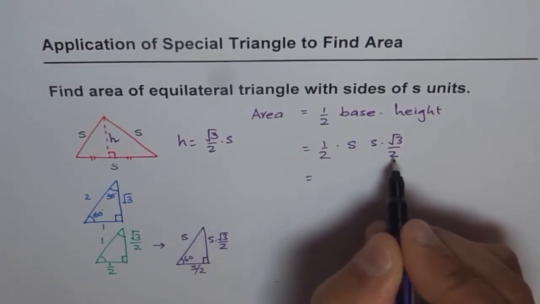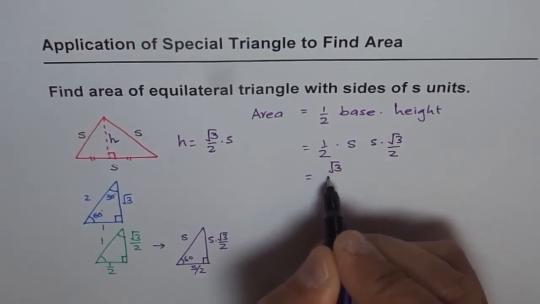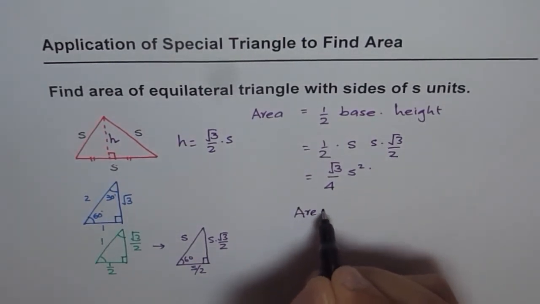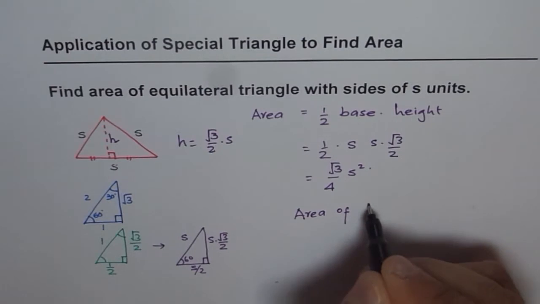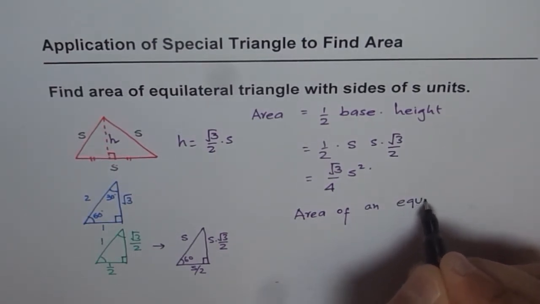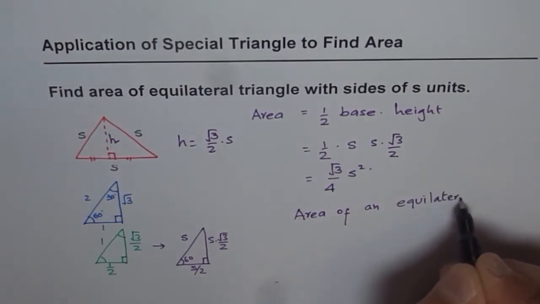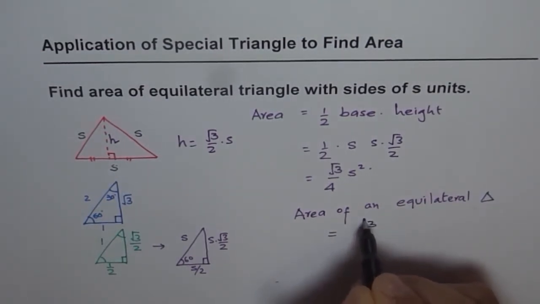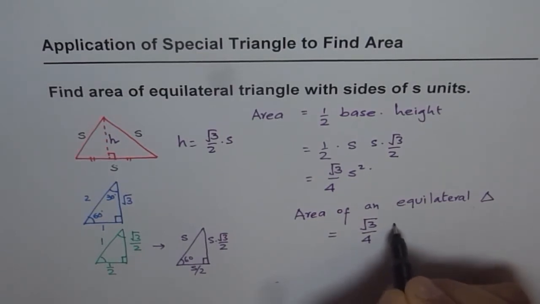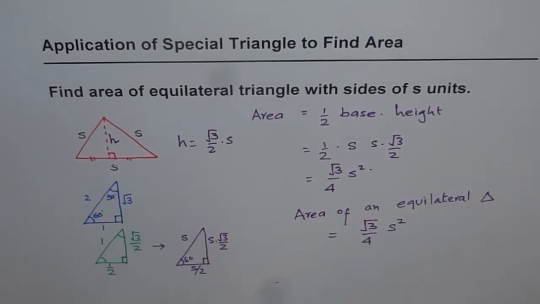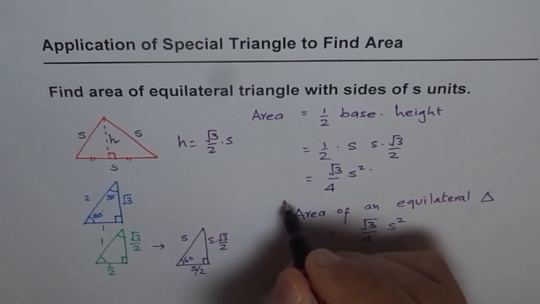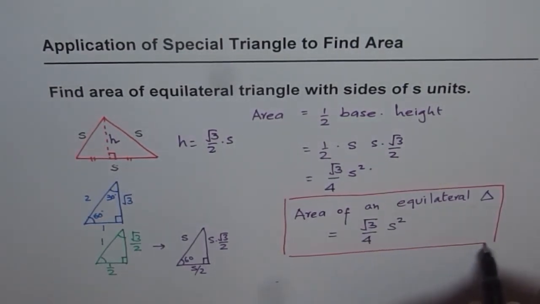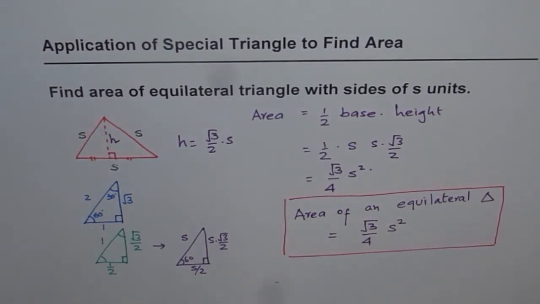So now we get square root 3 over 4 S square, and therefore we can write area of an equilateral triangle is equals to square root 3 over 4 S square, right? This is a very important formula to remember and also to see how we got it. So that is a direct application of special triangles, correct?